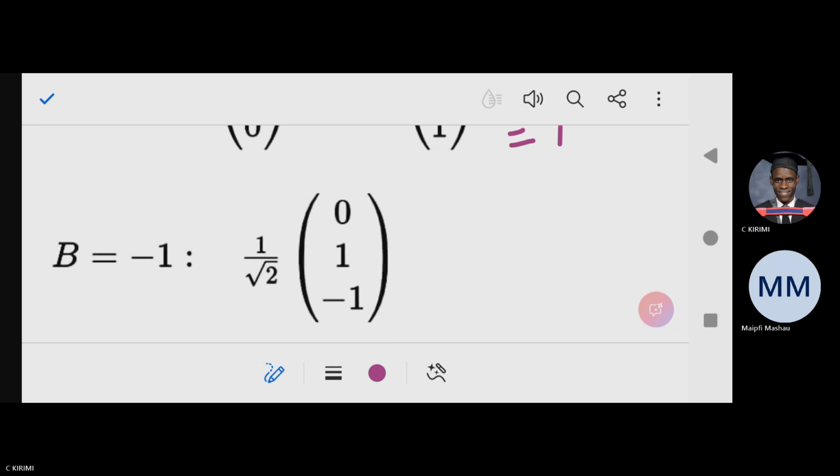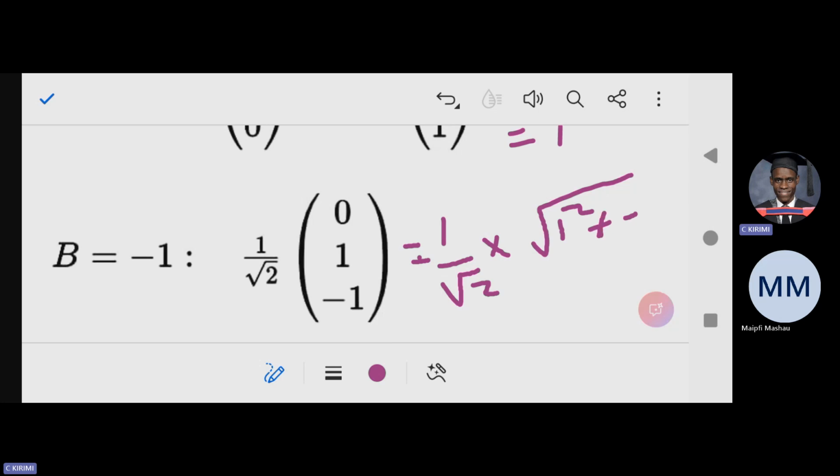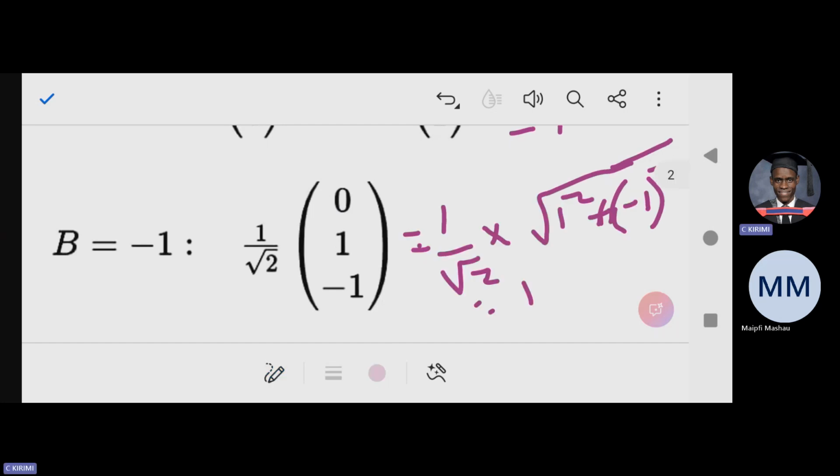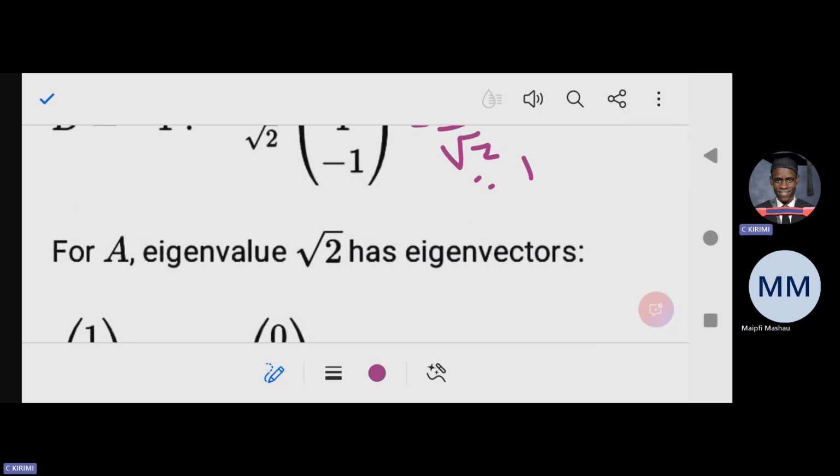So when you multiply by -1, it's still the same. When you want to check if the unit vector equals 1, it's 1 over root of 2 times the square root of 0 squared plus 1 squared plus a negative 1, which is being squared. So at the end we get root of 2, then they cancel out. It's just equal to 1. So that one is also a unit vector.